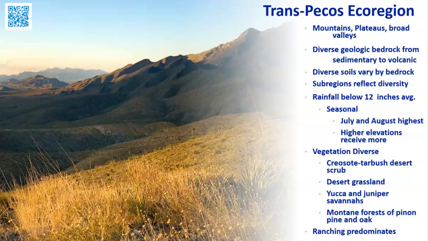The Trans-Pecos Ecoregion is the most diverse in terms of landforms and geology. It is also the driest ecoregion in the state. Most of the rainfall comes during a short monsoon season in late summer and early fall. Plants and animals are all adapted to arid lifestyles. The QR code here leads to a video about this ecoregion.